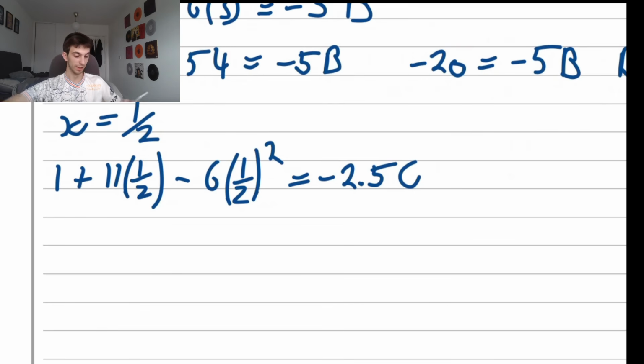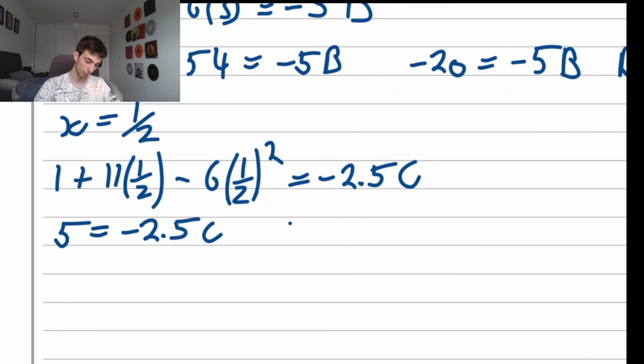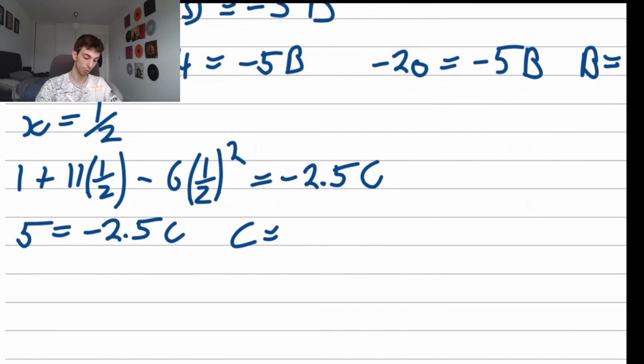Put it into your calculator. Don't do it in your head. You want to make sure you're getting these questions right in the exam. So we have that 5 equals minus 2.5c. So c equals 5 divided by minus 2.5, so c equals minus 2. So we have b, we have c.